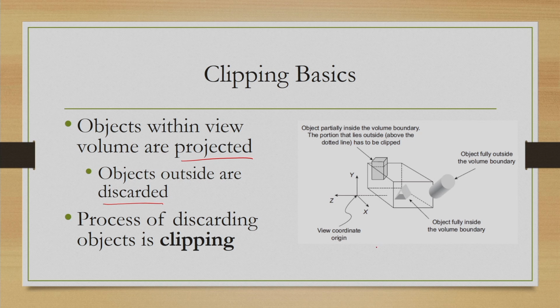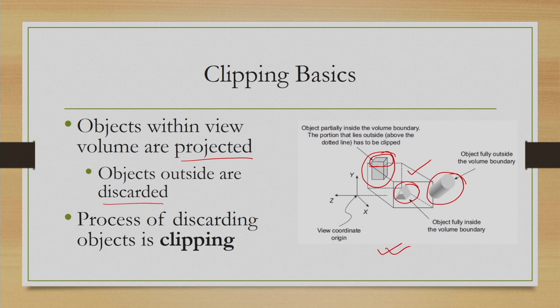For example, let us have a look at this figure. Here the view volume is shown with this rectangular parallel pipe. Now, as you can see, this object is entirely within the view volume. So, it will be projected on the view plane. This object is partially within the view volume. So, whichever part is within the view volume will be projected, and the outside part, this one, will be discarded, whereas in this case the entire object is outside the view volume. So, it will not be projected.